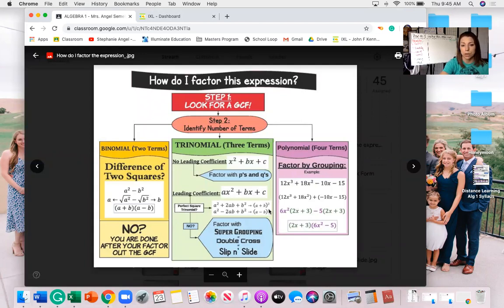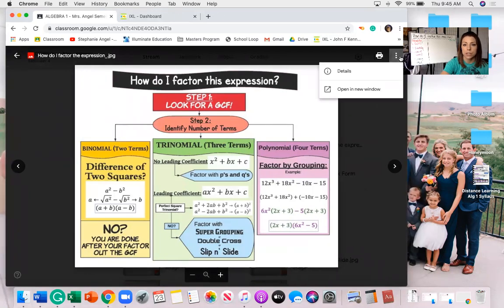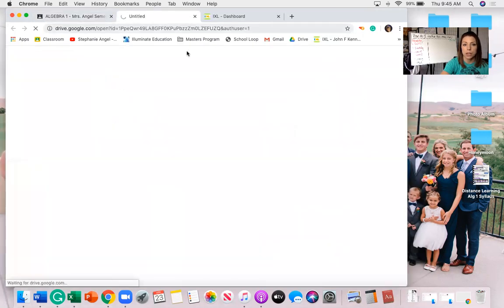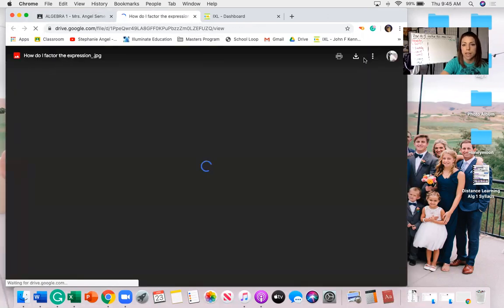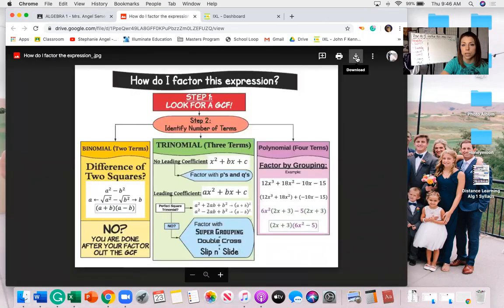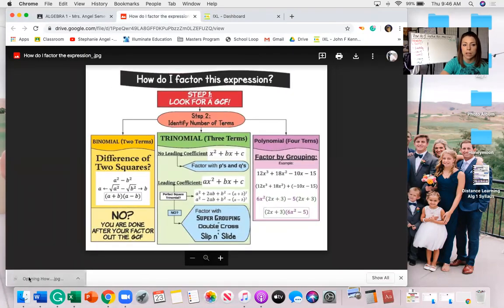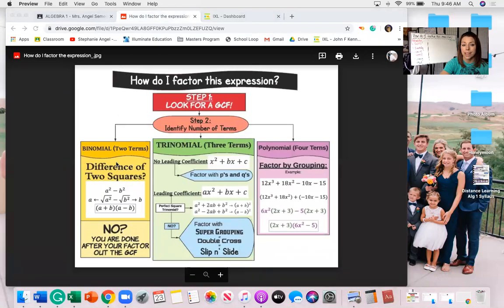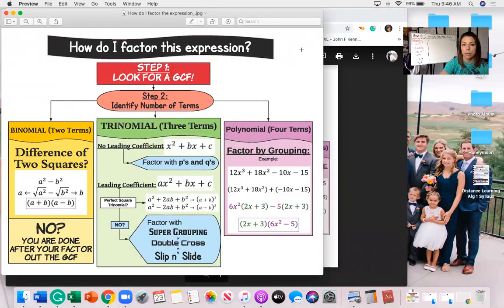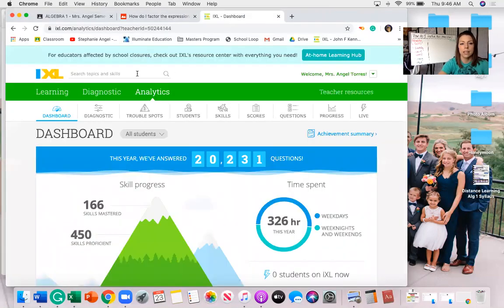We will be using this flowchart to help us with our thought process as we go through the different stages of factoring. So I'm just going to open this in a new window, and then I do believe it will allow me to download it after I do that. Yeah, so right here, after you open it in a new window, you can click download. And for those of you who are working on a computer, that will allow you to open it up outside of the web.